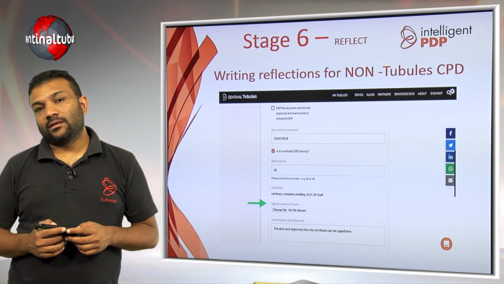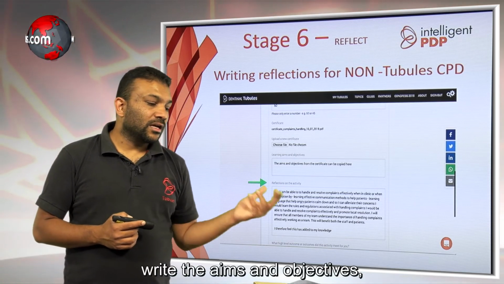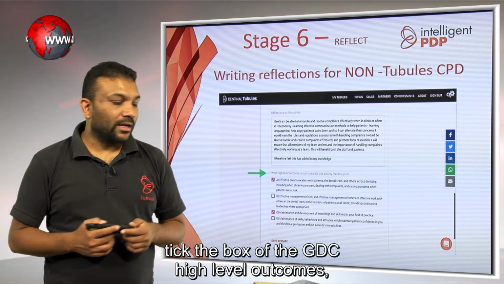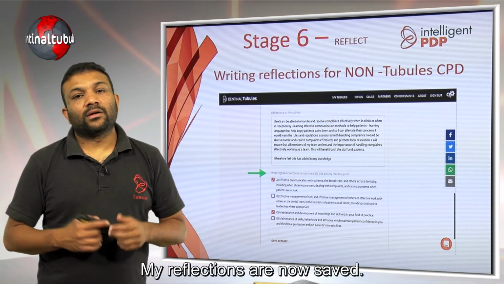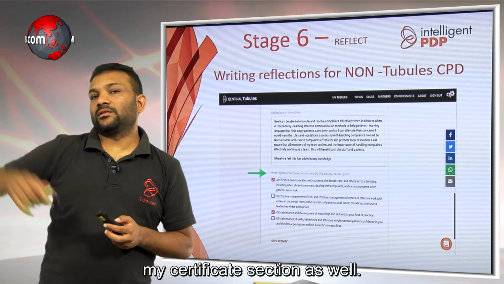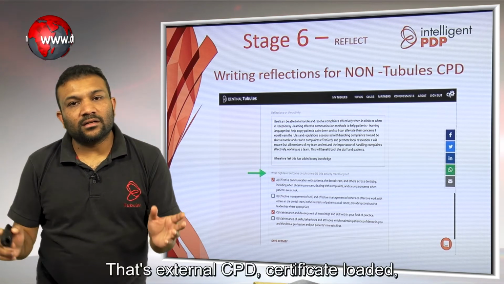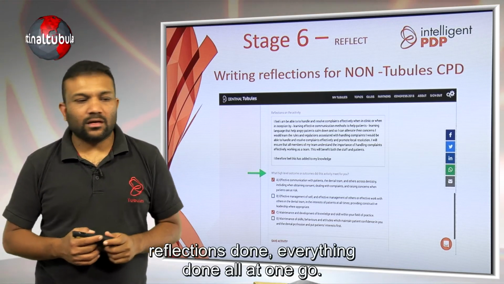You can see that. And then I go ahead, write my reflections, write the aims and objectives, tick the box of the GDC high-level outcomes, and my CPD is saved. My reflections are now saved. And the certificate goes into my certificate section as well. That's external CPD, certificate loaded, reflections done, everything done all at one go.